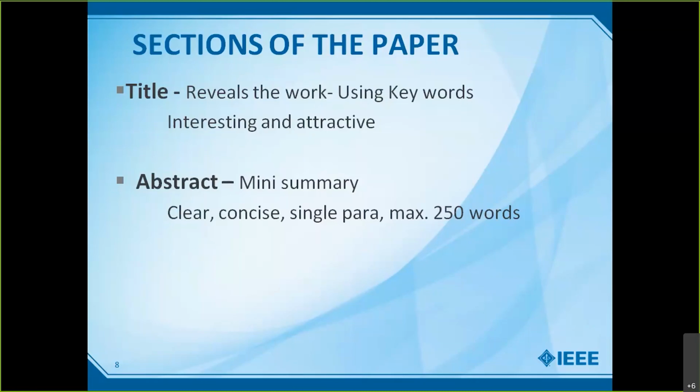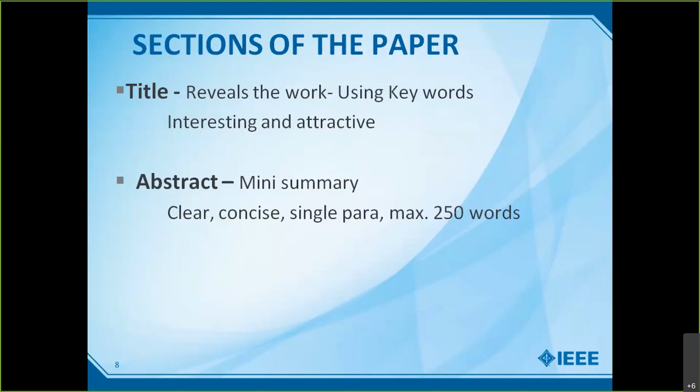The abstract is so important that people will read that. It's a mini summary. It has to be clear. It has to be concise. Just one para. You cannot have two paras there, as far as IEEE is concerned. And the word limit is usually 50 words, or please go through the instructions to the authors for each.